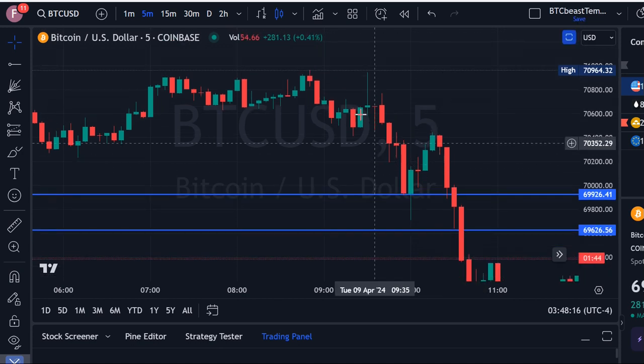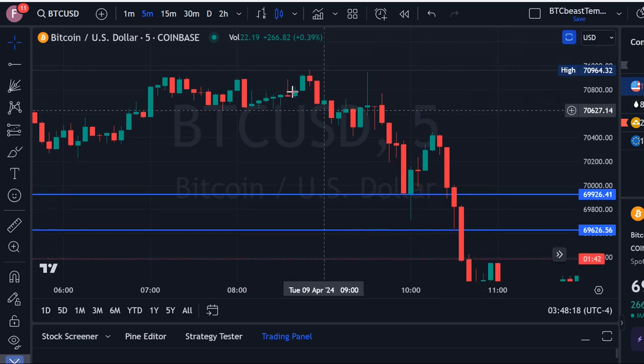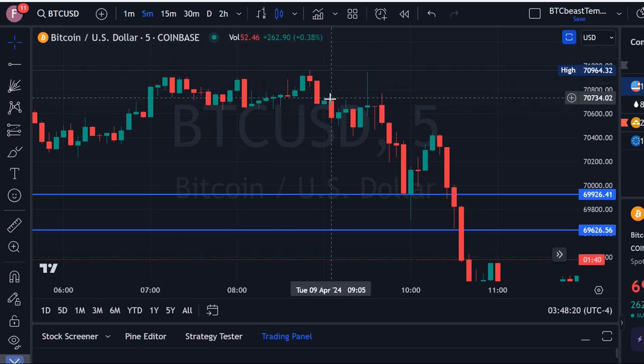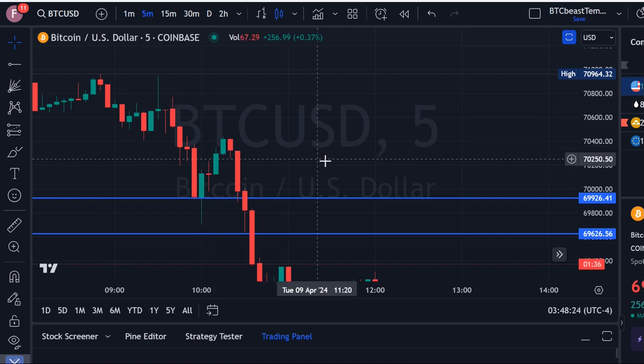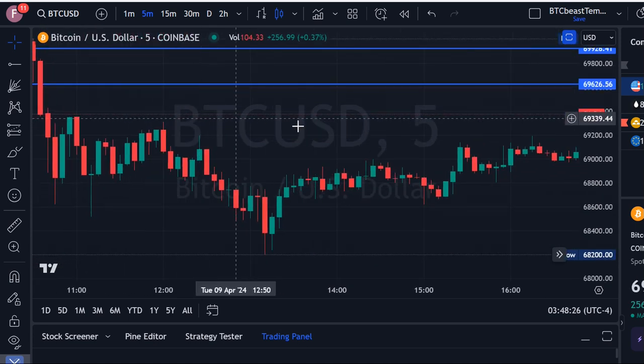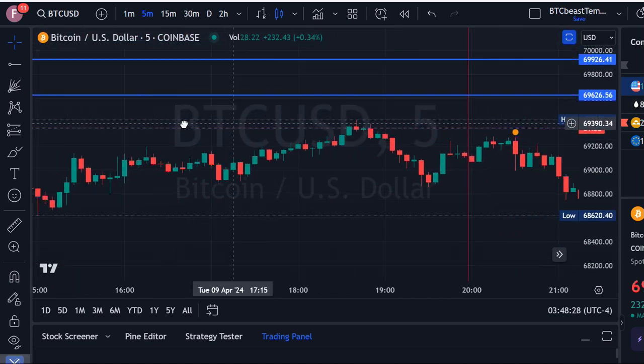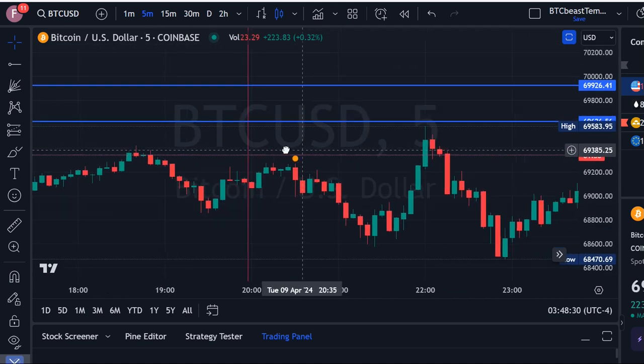Let's see if we can find a supply. Nah, it wasn't really. It was kind of a long time in balance, and then we had a big wick. It didn't really move down. That's not a really good example. Let's see if we can find one. Looking for a big wick up top.